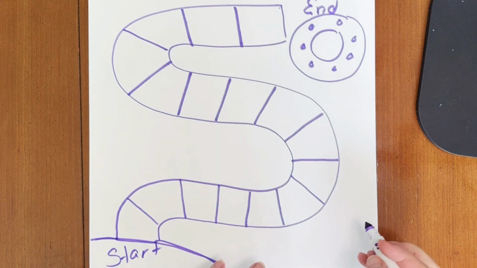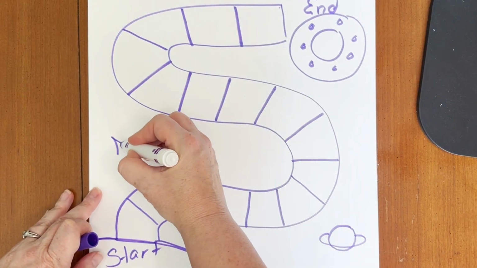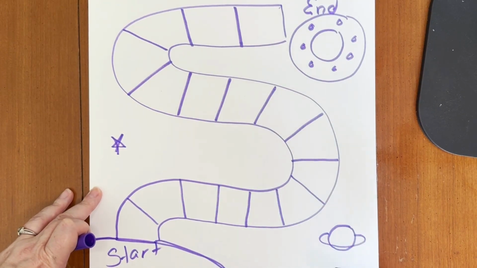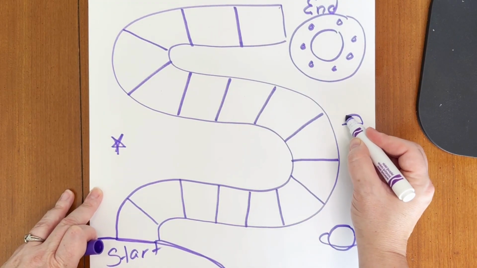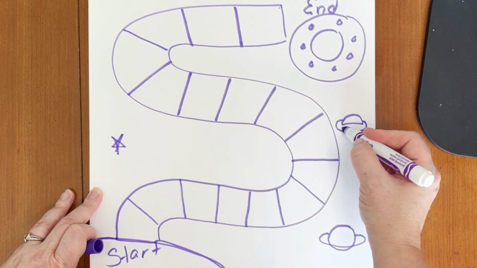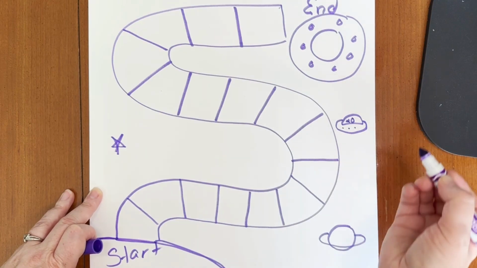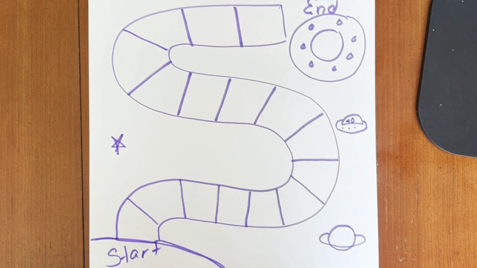I could even add some decorations. Maybe I can add some other things out in space, like a planet, a star, maybe even another little spaceship for us to visit. There's some little aliens here. He's waving at ya.